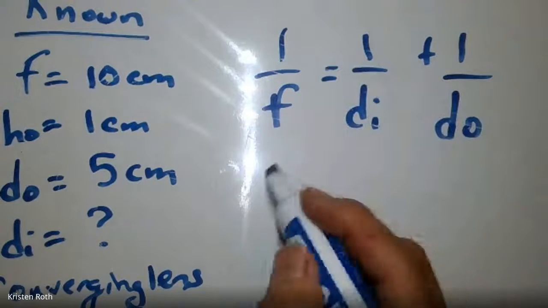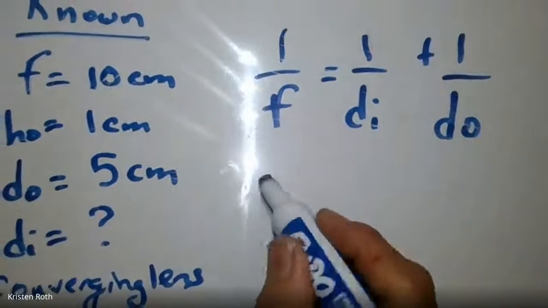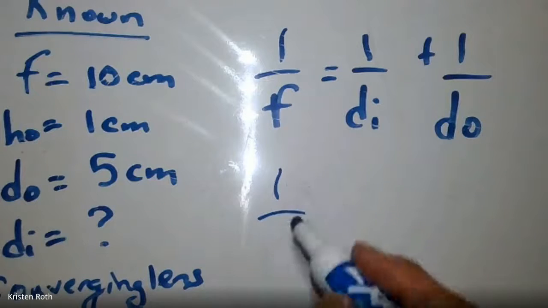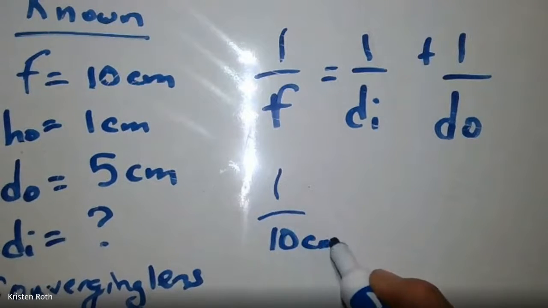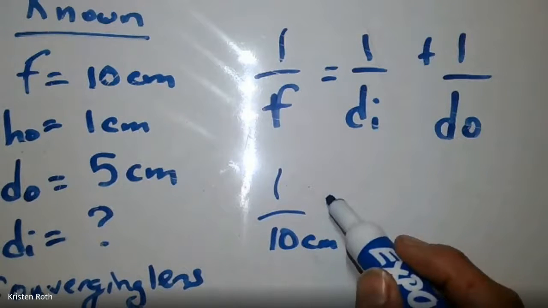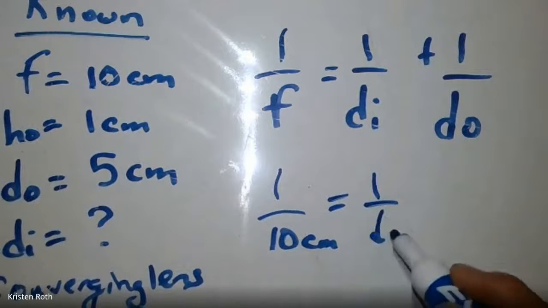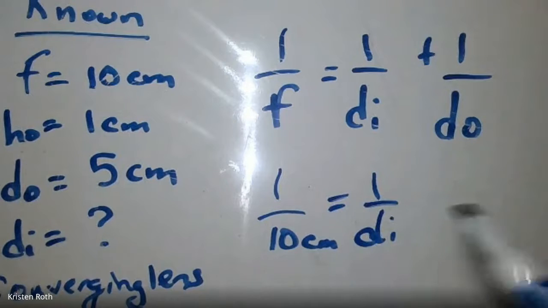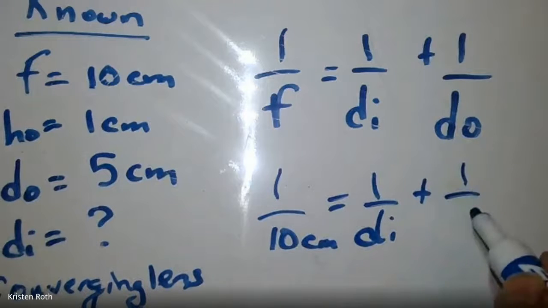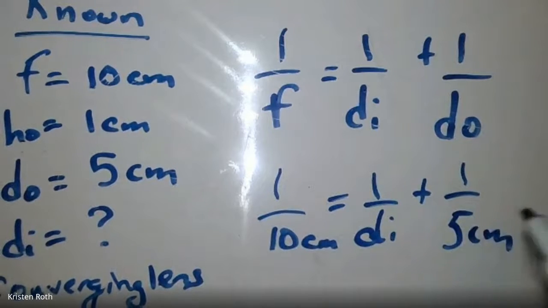So 1 over F, so that's going to end up being 1 over 10 centimeters. I'll just fill it out and then I will isolate. Usually I isolate first, so I'm doing it backwards right now, but that's fine. And then plus 1 over 5. Now we need to isolate.